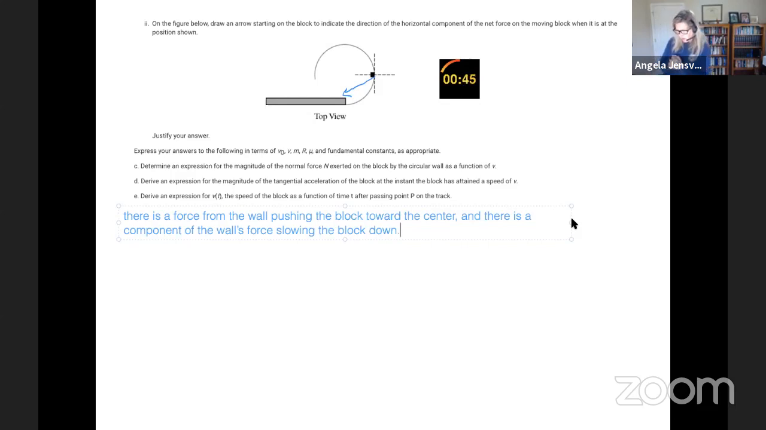There's a force from the wall pushing the block to the center. There's a component of the wall's force slowing the block down. So the wall is pushing in two directions. It's pushing inward and backward. I think that's good. Now, determine an expression for the magnitude of the normal force. I'm going to try to do this by typing. So let's do acceleration. Acceleration in the radial direction is equal to sum of forces over mass.